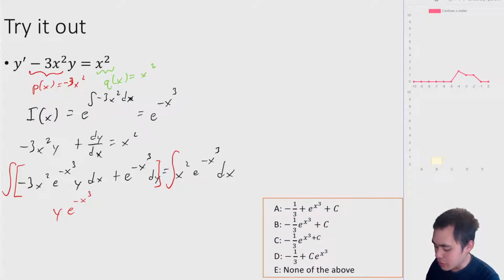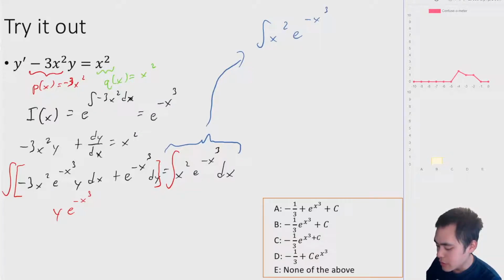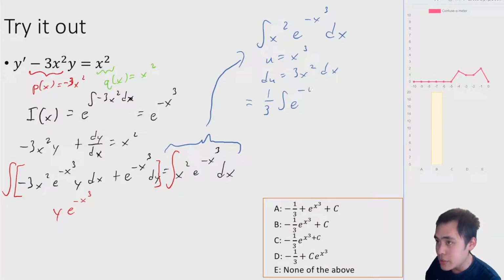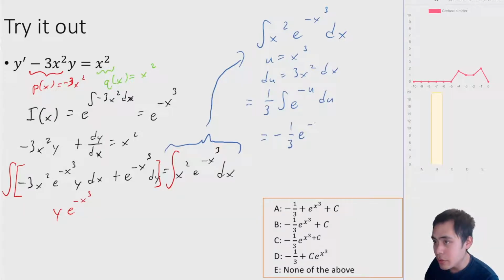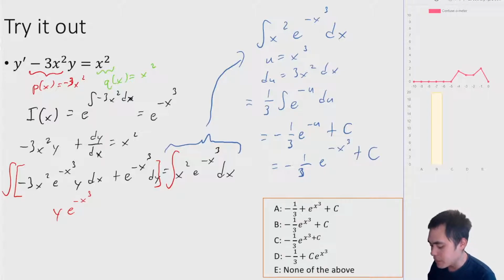And then you need to take the integral of this thing. So what is the integral of x squared e to the minus x cubed dx? Well, we do a u substitution. u is equal to x cubed. du is going to be equal to 3x squared dx. So this entire thing is equal to 1/3 integral e to the minus u du. And therefore, this is equal to minus 1/3 e to the minus u plus c. And so this is equal to minus 1/3 e to the minus x cubed plus c.